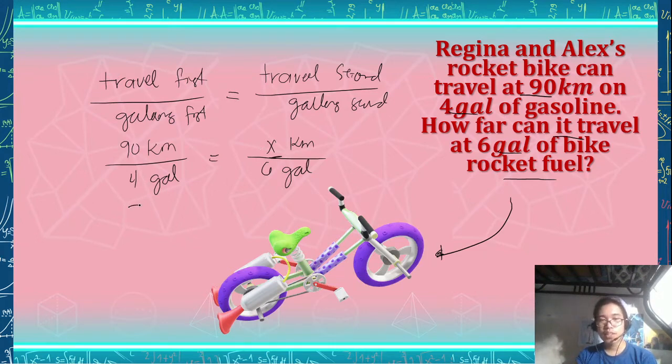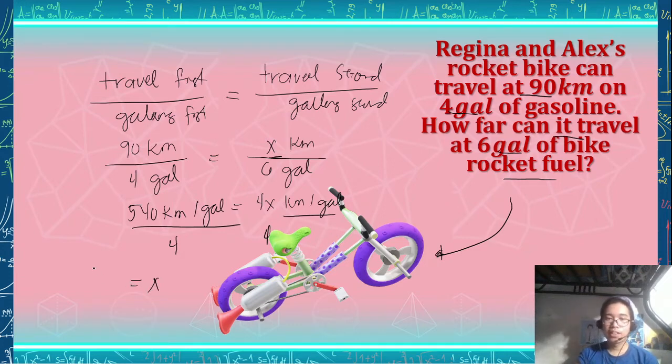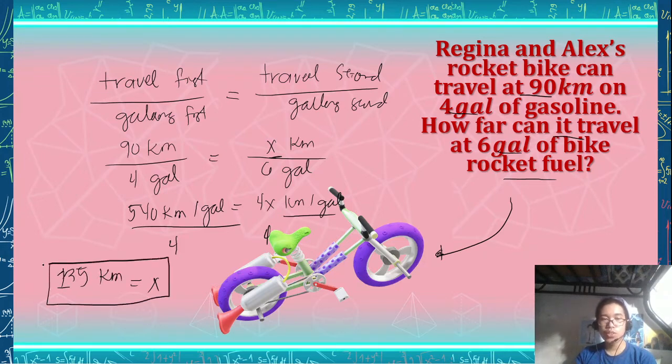So it's 90 times 6, that's 540 kilometers per gallon. Okay, so this is going to be equal to 4x. And then if we divide both sides by 4, we get that the value of x, or the number of kilometers that this bike could traverse with 6 gallons, is equal to 135 kilometers. So therefore, the answer to this problem is 135 kilometers. And that's how we solved it.